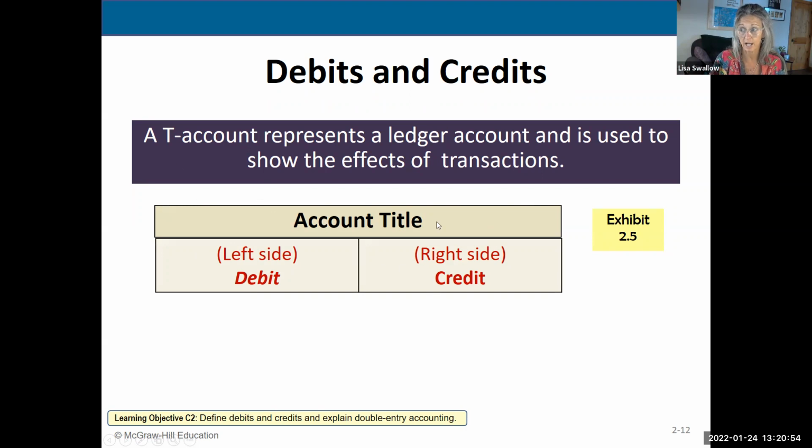So for example, cash. The left side of the account is always a debit and the right side is always a credit. And this is just a tool we use. This picture right here is a tool we use called a T account, and you have one for each ledger account. So every single asset you have, every single liability you have, owner's capital, owner's withdrawal, every revenue, every expense, they all have T accounts, which is really just a ledger account, but a little bit easier to use.